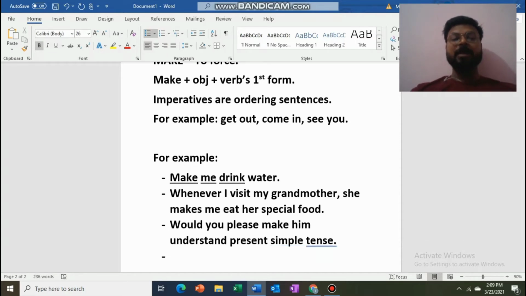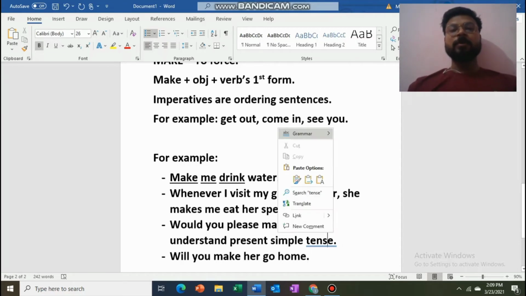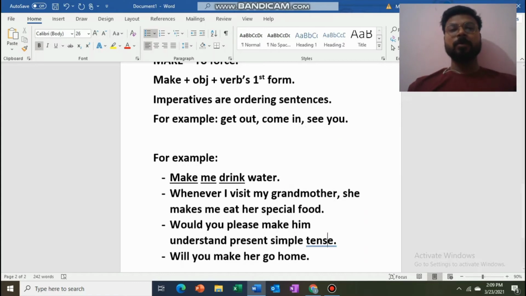Okay, the other example is, will you make her go home? Means would you send her home or not? Right? Would you send her home or not? This means this. Will you make her go home? Means please make her go home. Means usko ghar bhej do. She's not going, or things like that.